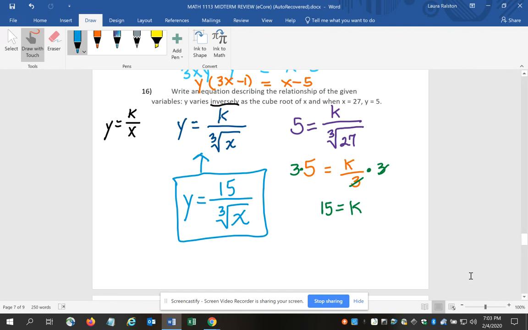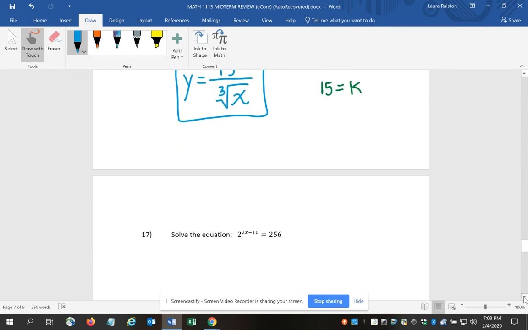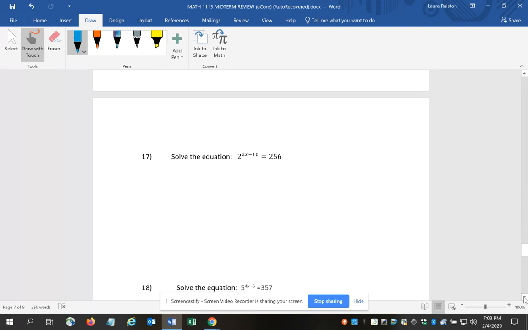Again, I would write the formula for inverse variation and direct variation on my note sheet that I'm allowed to use for the midterm exam.